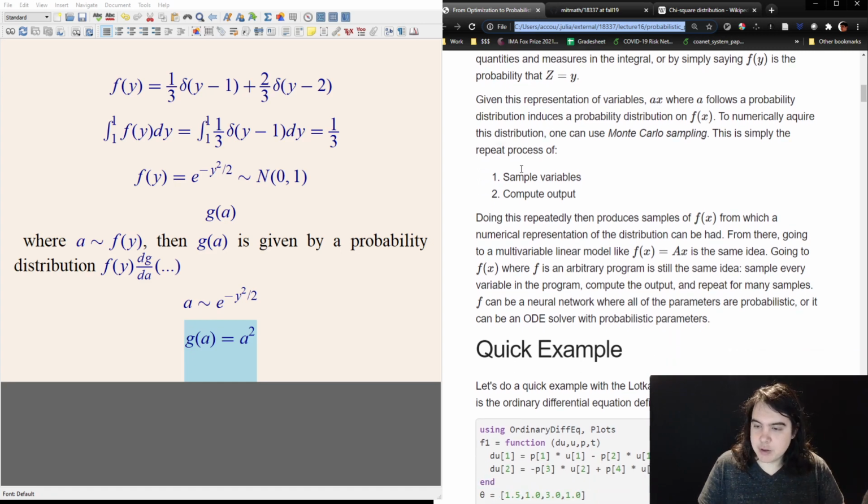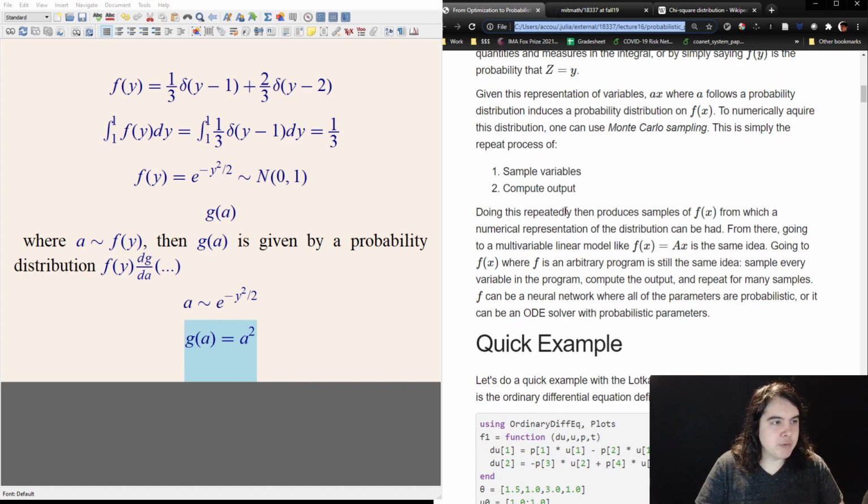So you can then do this in a multivariable sense. You can say I have a probability distribution over x, y, z, and you take samples of 3D space of x, y, z, you push them through your program. So this is a very general sense for how to do computation with probability distributions. So let's take a look at a quick example, right?